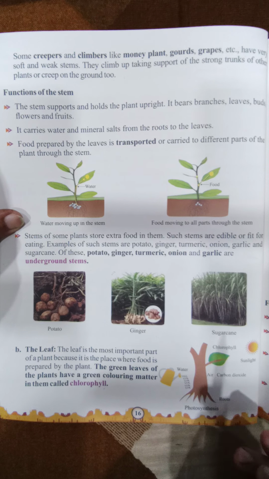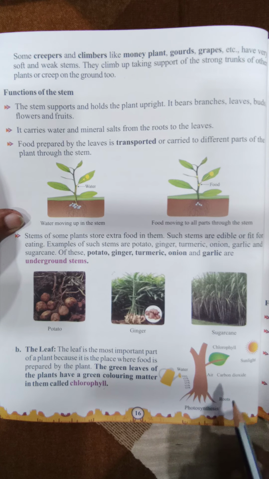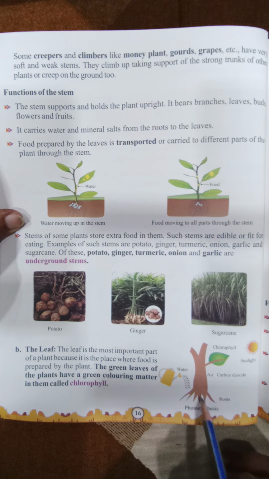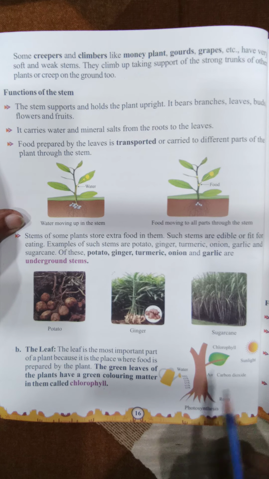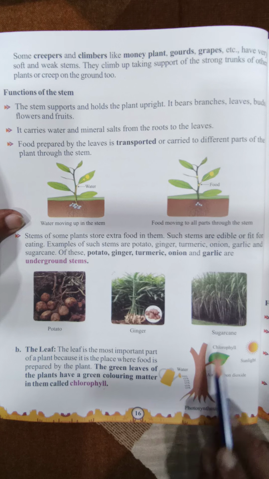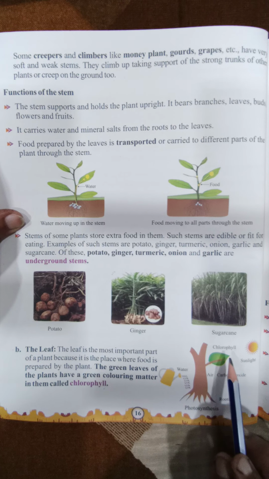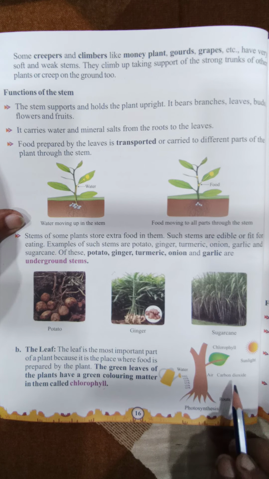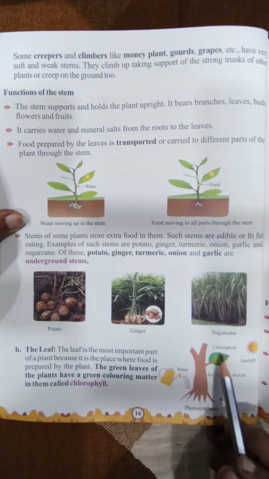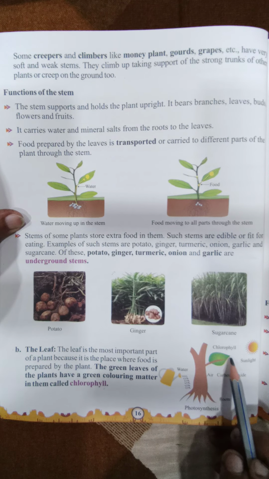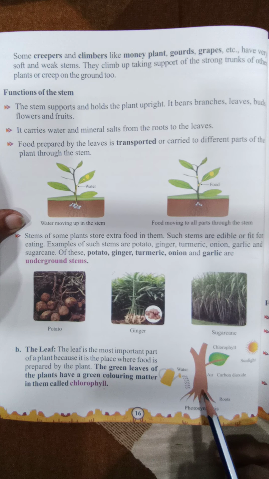Okay, so here the process of photosynthesis is given. Roots absorb the water. Okay, carbon dioxide. Leaves absorb the carbon dioxide from the air. In the presence of sunlight and chlorophyll, leaves prepare their own food. This process is called photosynthesis.